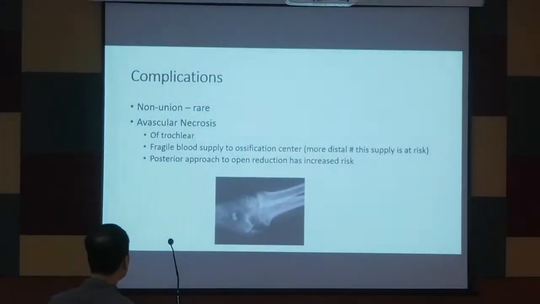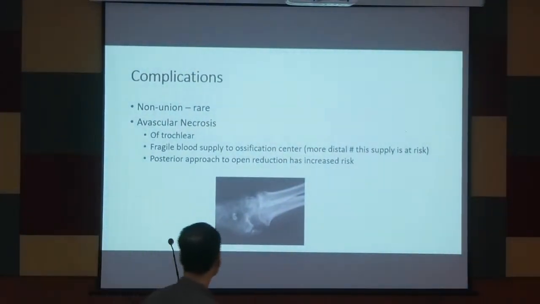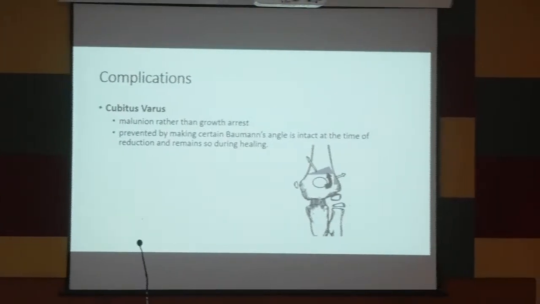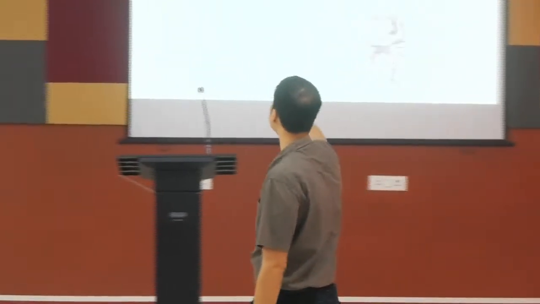Avascular necrosis, non-union, these are not at all very common complications. Most important I want to tell is this, a cubitus varus complication. So whenever you are asked in exam which is the most common complication, you have to say this is a cubitus varus or a gunstock deformity, okay? And see what is written. It can be prevented by making sure the Bowman's angle is intact at the time of reduction. So the Bowman's angle is important. If you are not restoring the Bowman's angle, you are going to land up into this.